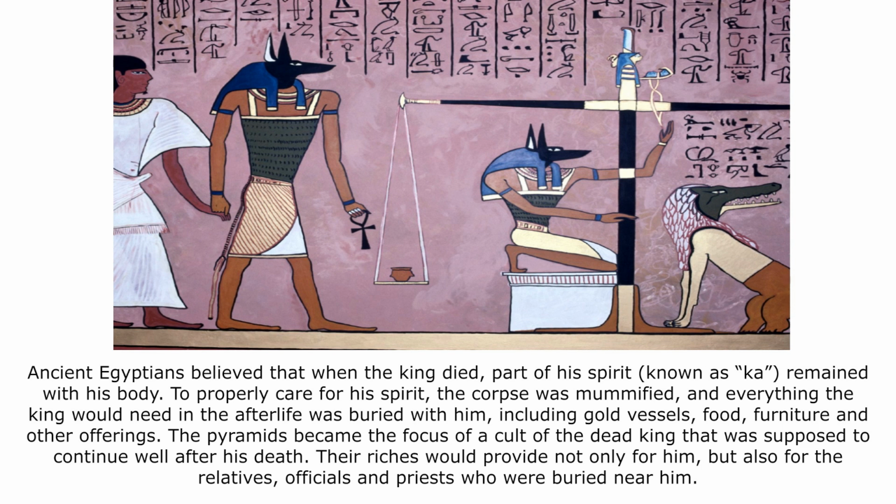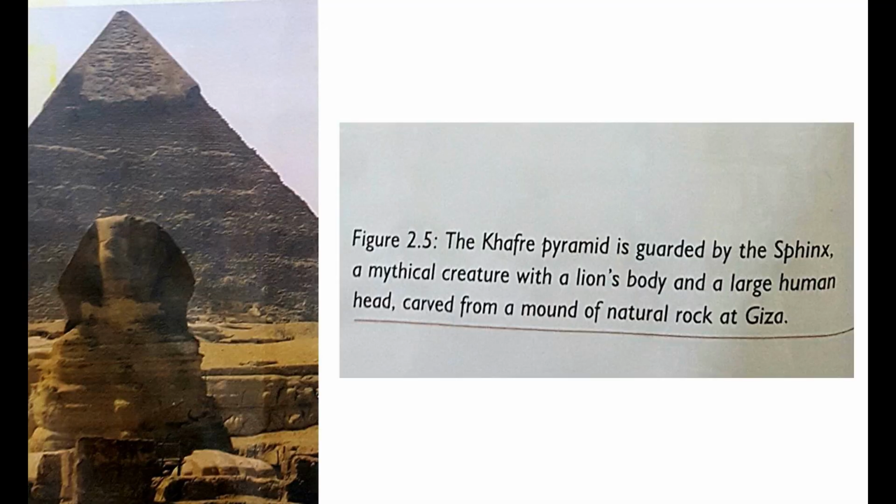The pyramids became the focus of a cult of the dead king that was supposed to continue after his death, and their riches would provide not only for him but also for the relatives, officials, and priests who were buried near him. Understand, students?